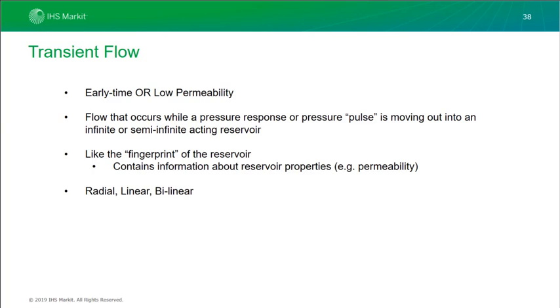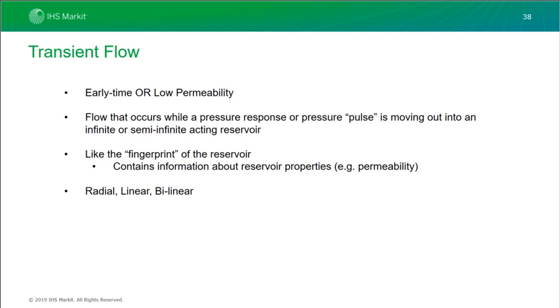It's a flow that occurs while a pressure response or pressure pulse is moving out into an infinite or semi-infinite acting reservoir, and it has not hit all the boundaries of the reservoir. Just like a fingerprint is a unique thing for everyone, transient flow is like the fingerprint of the reservoir. I might have two wells drilled side by side in the same reservoir, and their transient responses might still be different. It's a unique combination of well and reservoir together.